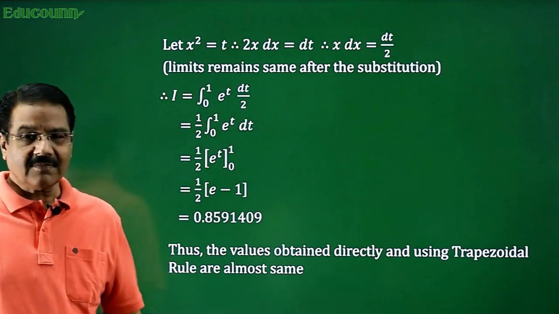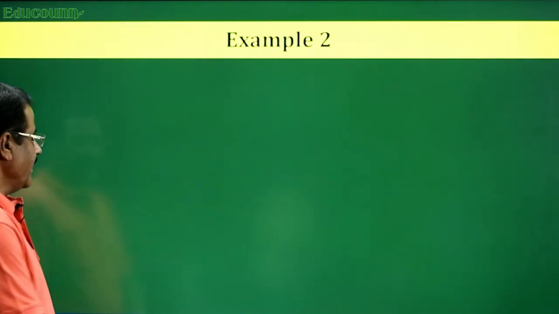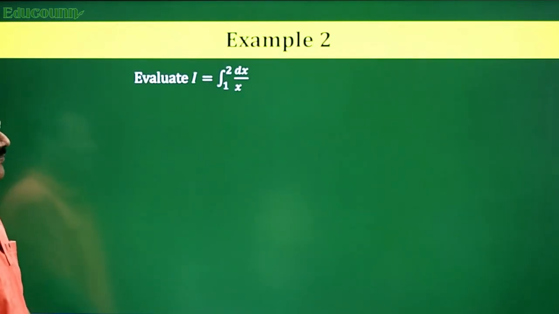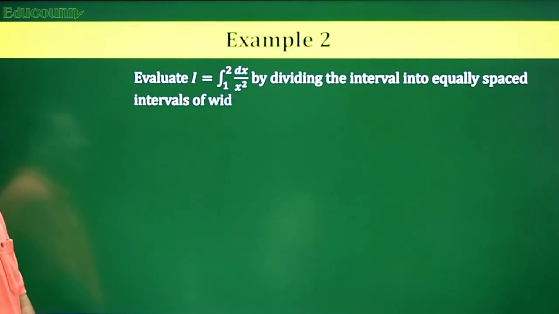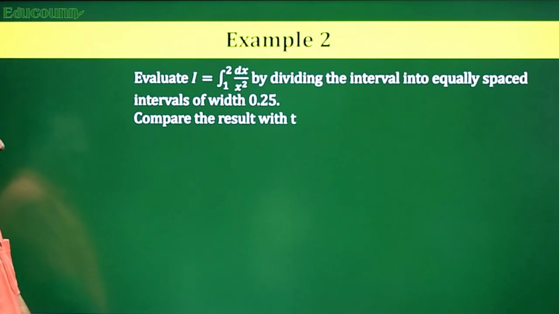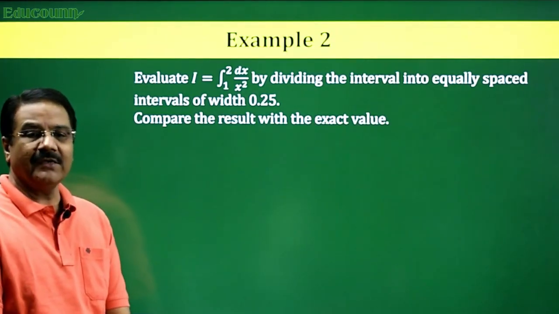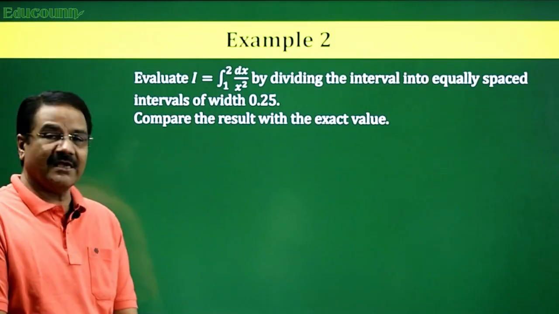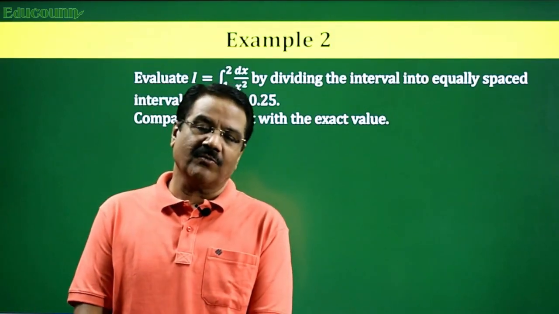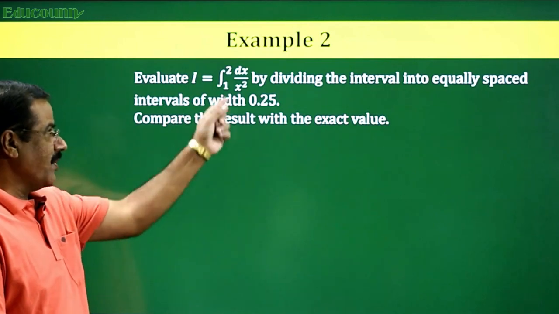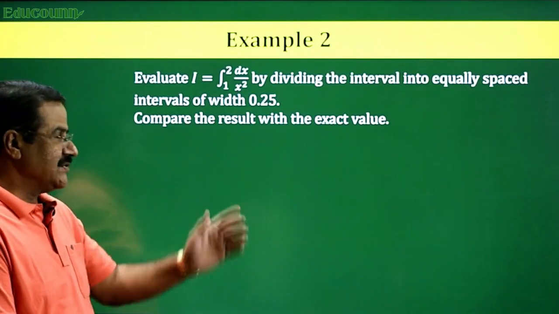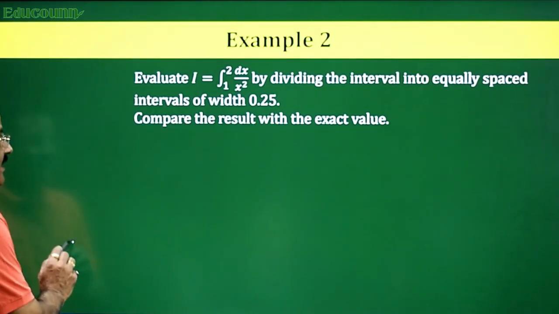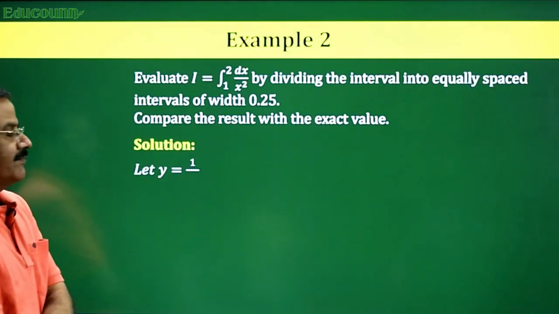Let us take now example number 2. Example number 2 is: evaluate integration from 1 to 2 dx upon x square by dividing the interval into equally spaced intervals of width 0.25. Compare the result with the exact value. Here also we can observe integration dx upon x square can be found out directly using integration, and that itself is called the exact value.